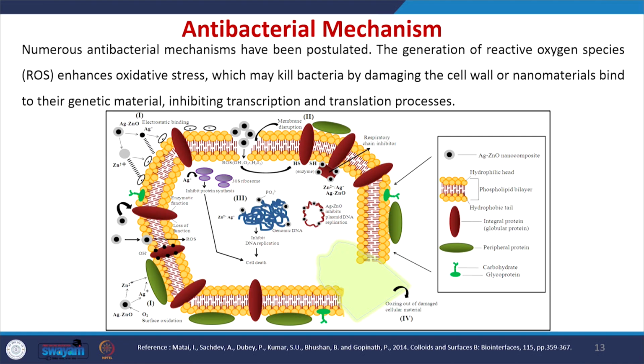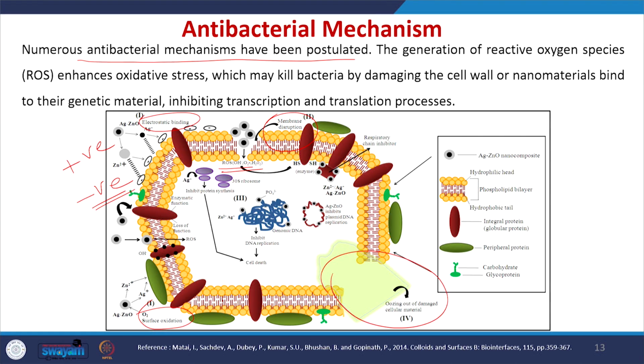Based on the various antibacterial studies and literature, numerous antibacterial mechanisms have been postulated. The first one is electrostatic binding. As I told earlier, the positively charged nanoparticles can easily bind to the negatively charged bacteria through electrostatic interaction. These metal nanoparticles induce surface oxidation, and the generation of reactive oxygen species enhances the oxidative stress, which leads to membrane disruption and kills the bacteria by damaging the cell wall. Once the cell wall is damaged, it leads to oozing out of damaged cellular material.